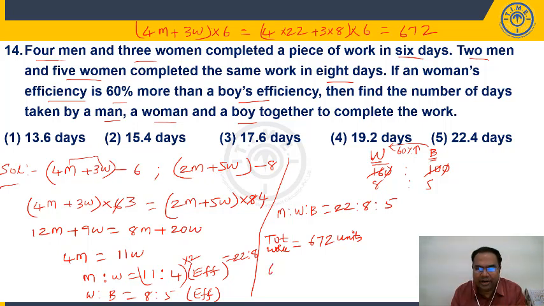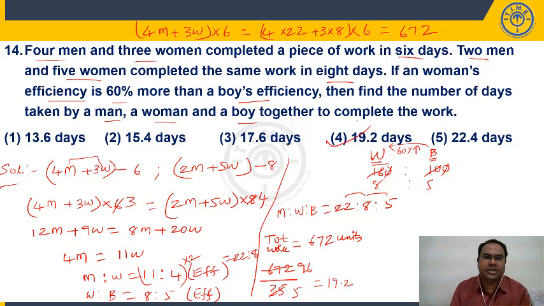Now, this 672 units, men plus women plus boy, will complete in how many days? 35. Right? Now, 7 9s are 63, 42, 7 6, 7 5s. 96 by 5, 5 1s are 5, 5 9s are 45, 5 2s are 10. 19.2 days. It is present in fourth option. So, it is based on time and work. Again, this is not an easy question.